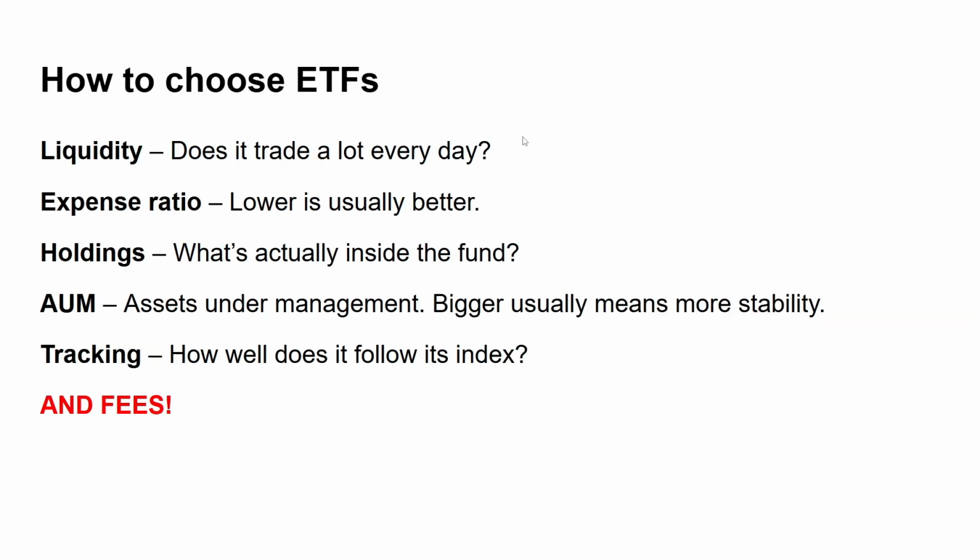So how to choose an ETF? You want to look at these main things: liquidity, expense ratio, holdings, AUM, tracking, and fees. And AUM stands for assets under management, obviously. But we're going to start with tracking.